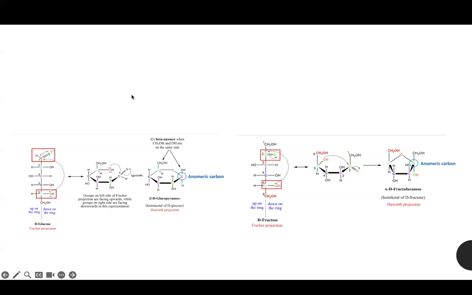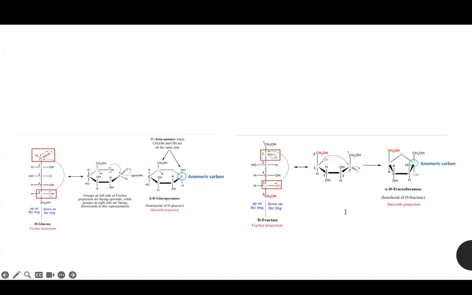Right here, we have a ketose. The carbonyl group is on the C2 carbon, and that will react with the C5 carbon, which means our anomeric carbon will have a substituent. It will have this C1 carbon sticking out, and this right here is in the alpha form, because the OH group is pointing down in the opposite direction as that CH2OH on the C5 carbon.